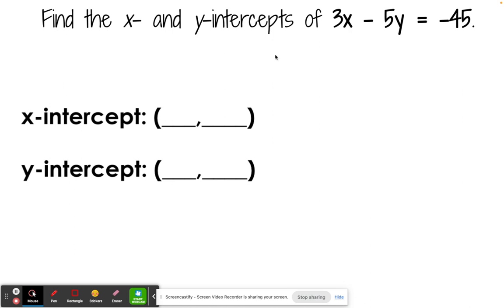So let's try to find the x and y-intercepts for this equation. 3x minus 5y equals negative 45. So again, if I want to find my x-intercept, I'm going to make y 0. So if I have 3x minus 5y equals negative 45, and I make this 0, negative 5 times 0 is 0. This just goes away. So I'm left with 3x equals negative 45.